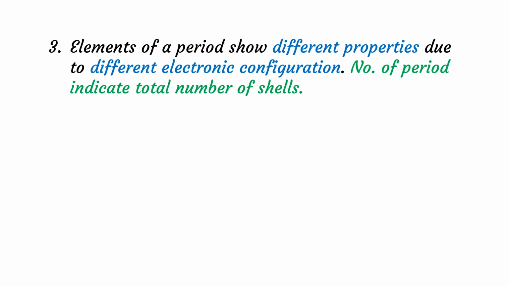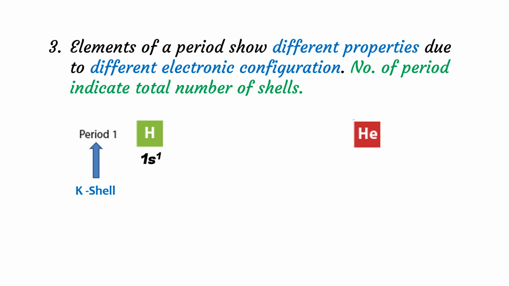Third point. Elements of a period show different properties due to different electronic configuration. The number of the period indicates the total number of shells. For example, hydrogen and helium are located in period 1, and the first period indicates the K shell. Their electronic configuration for hydrogen is 1s1 and for helium is 1s2. As their electronic configuration is different, they show different chemical properties.